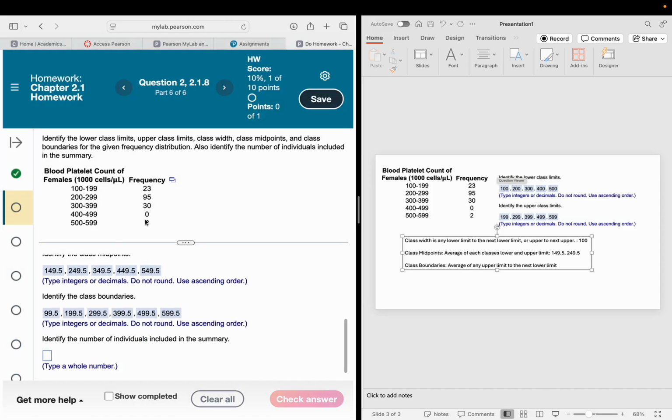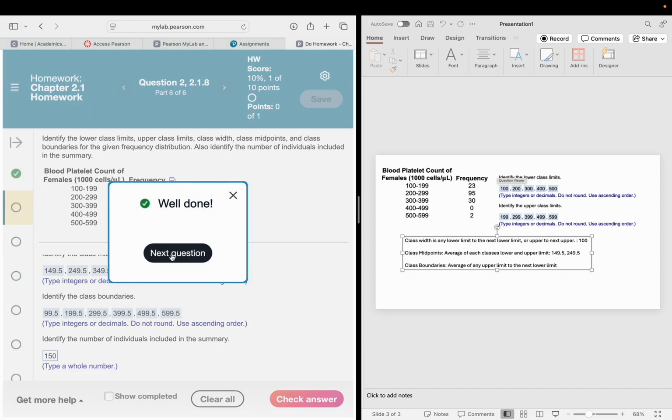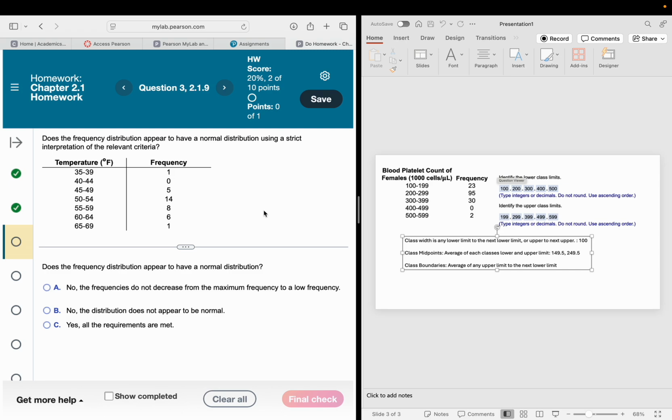Awesome. And then once again, they want us to count up how many people are actually in this, and it looks like I see 150. Again, you can use a calculator to count that out though. All right, awesome. So that's a pretty big section there.